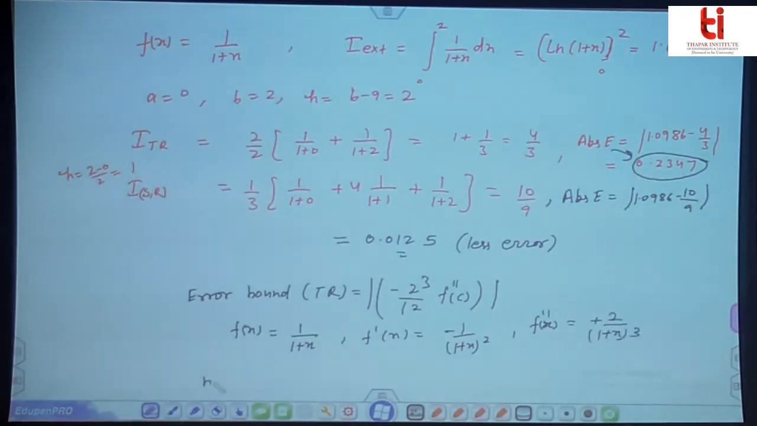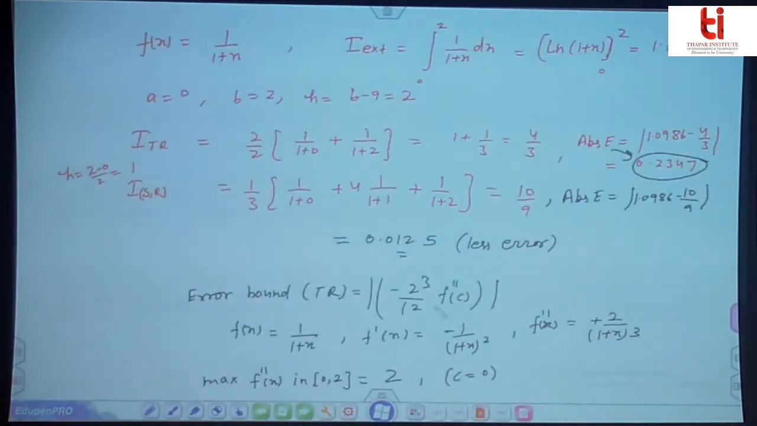So what will be the maximum value of f''(x) in 0 to 2? It will be at 0, because 1 plus x is in the denominator, and when x is increasing, 1 upon 1 plus x is decreasing. That's why it is a decreasing function. We want the maximum value of f''(x), so the maximum value will be at 0. That's why the maximum value of f'' is 2. So c will be 0 here.